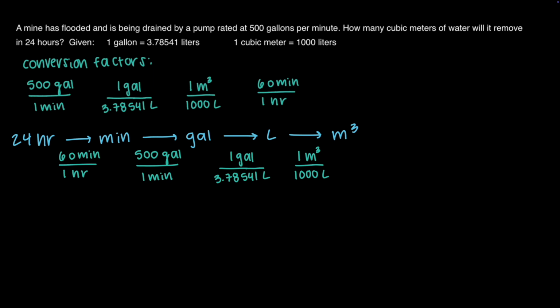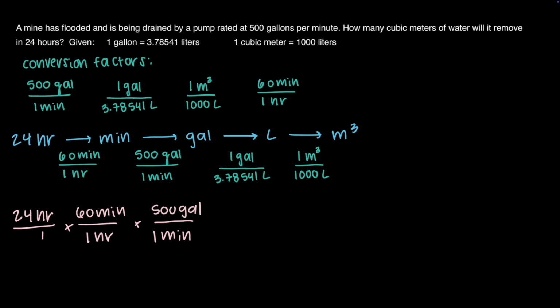Starting with the given value of 24 hours, I will write 24 hours over 1. In the next fraction, I will put 1 hour on the bottom and 60 minutes on top. In the next fraction, I will put 1 minute on the bottom and 500 gallons on top. In the next fraction, I will put 1 gallon on the bottom and 3.78541 liters on the top. In the last fraction, I will put 1,000 liters on the bottom and 1 cubic meter on top.